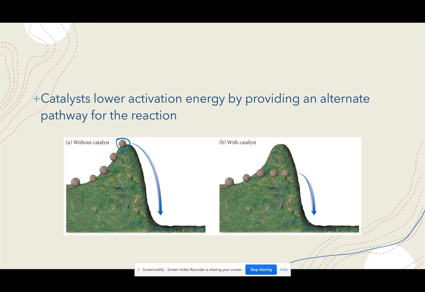With the catalyst, it just provides an alternate pathway. So maybe there's another path over there where I can push those boulders. And so it's a lot easier to get them in that pathway because it's not as high. Notice they start at the same place, they will end at the same place at the bottom of that hill. It's just the pathway that is different and takes less energy.